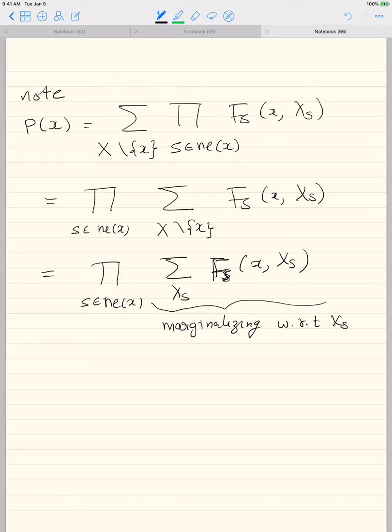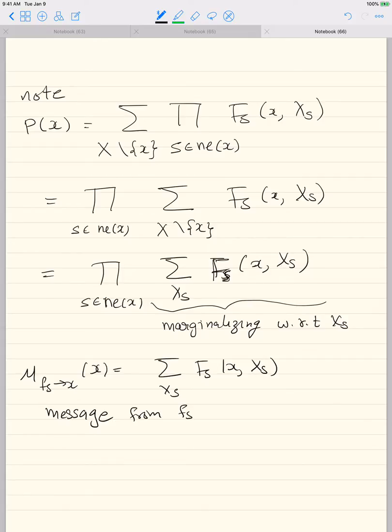So we'll give this a special name. We will call mu of fs to x the summation over xs of fs of x and xs. We can think of this as the message from the factor node fs to the variable node x.